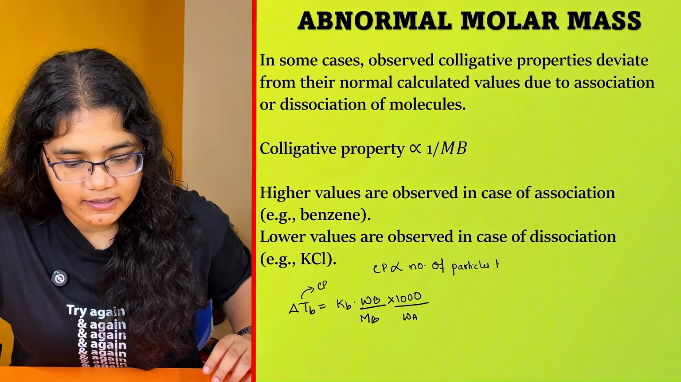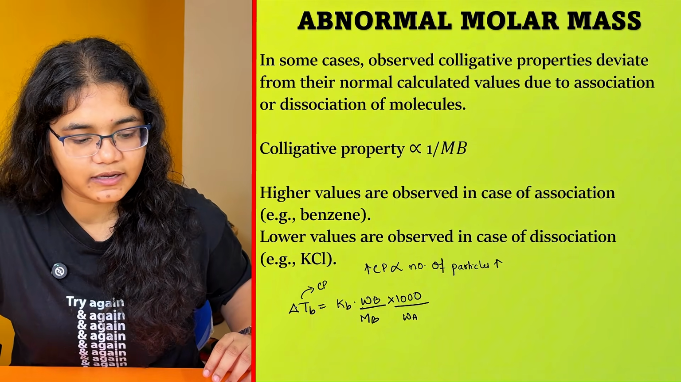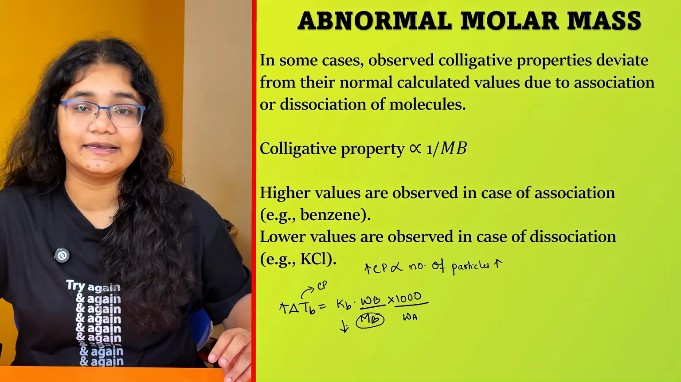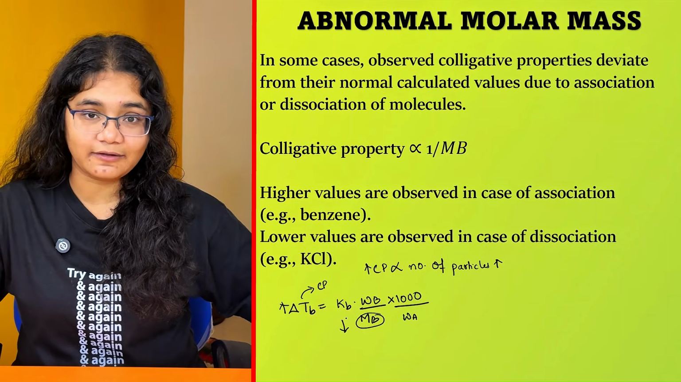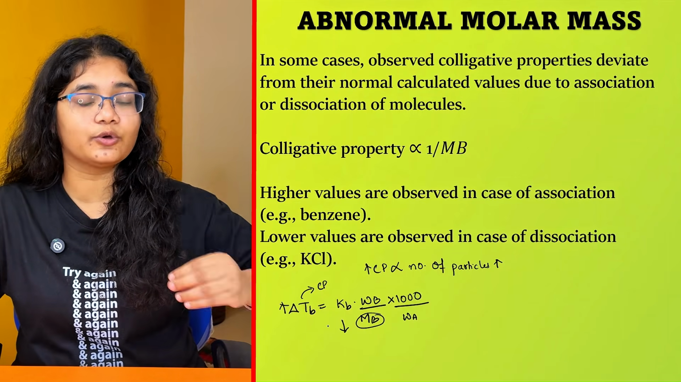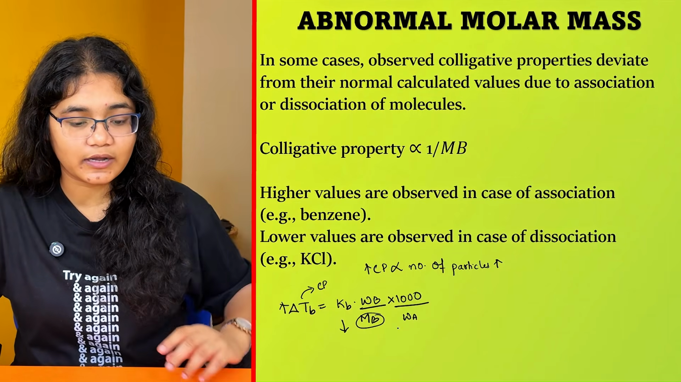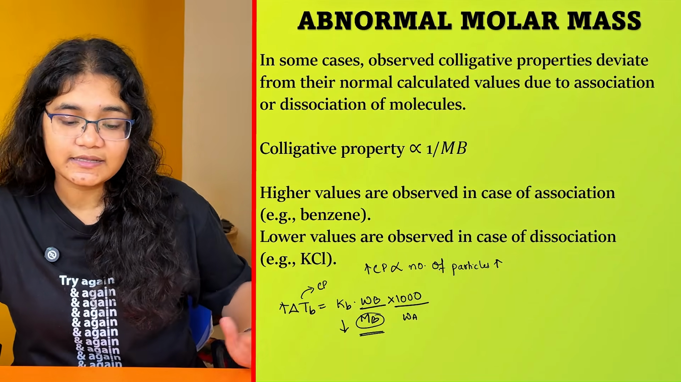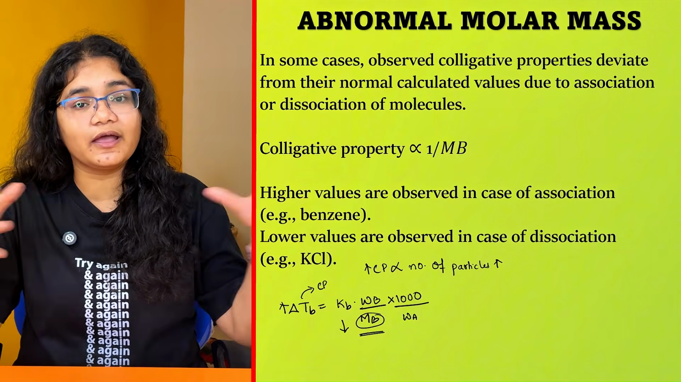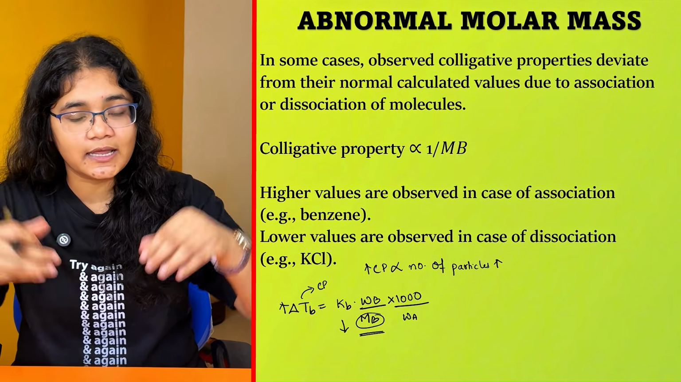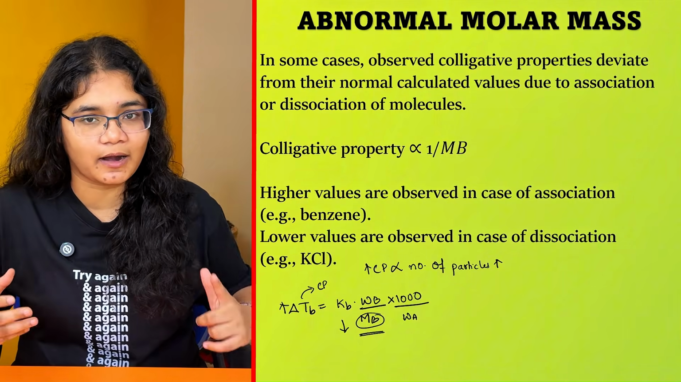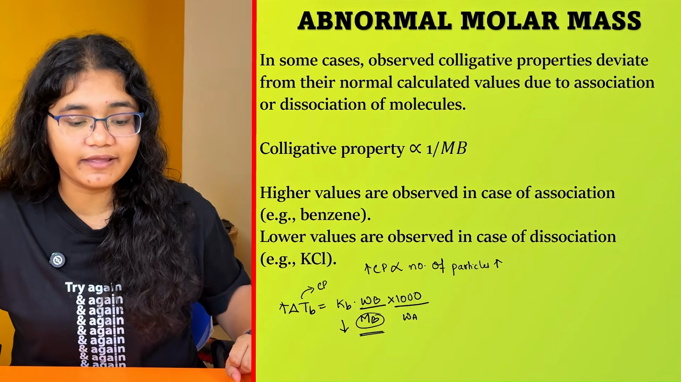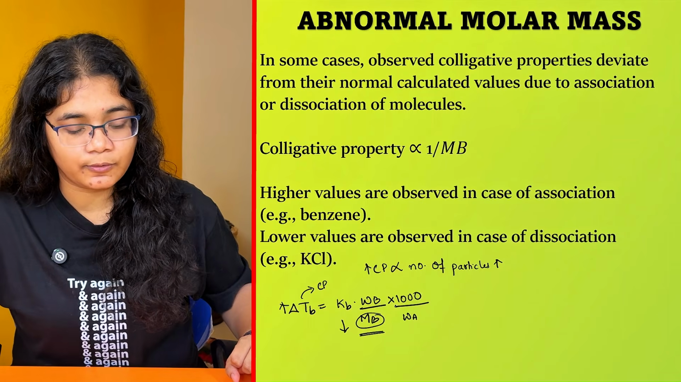So if the number of particles increases, the colligative property will increase and the calculated molecular mass value will decrease, right? So what is your expected value? If the solute is undergoing dissociation, then the molar mass you calculate will be less than the correct value. Similarly, if the solute is undergoing association, you have added two particles, but after going into the solution, they became one particle. They have undergone association. In that case, what will happen? When they undergo association, then what will happen?